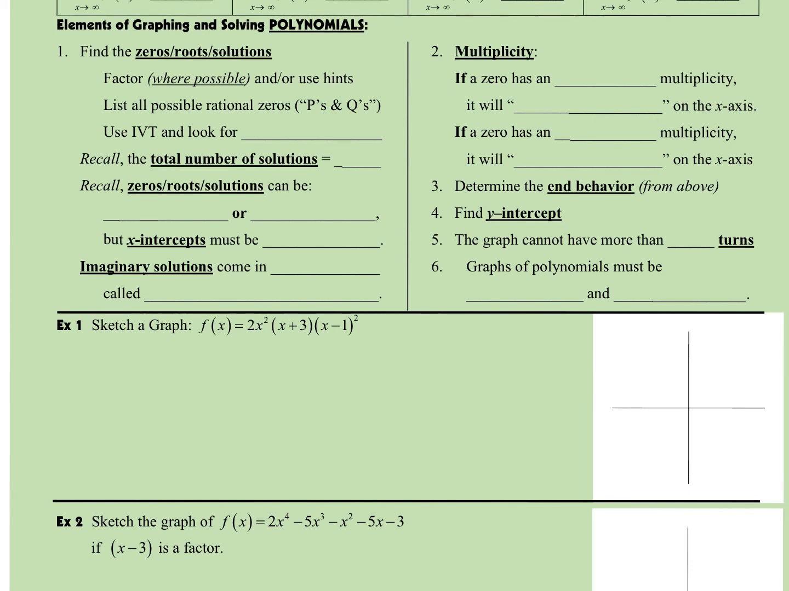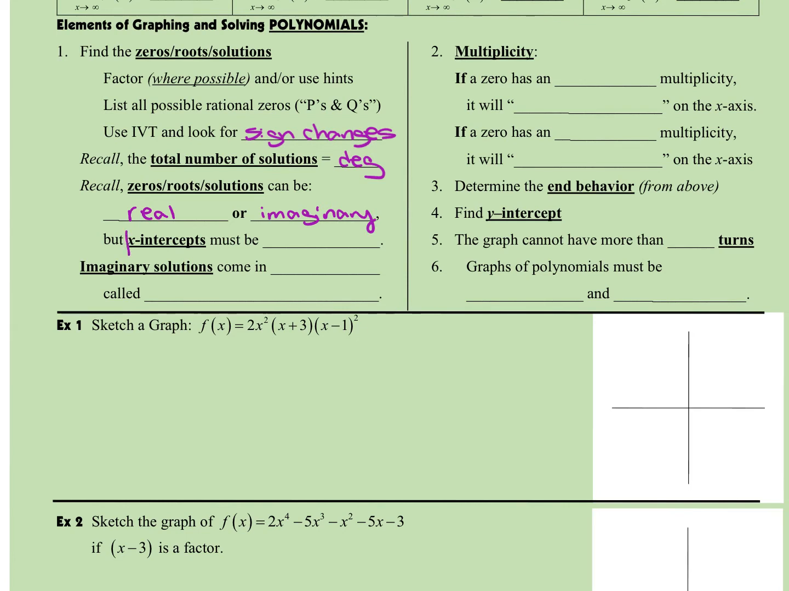I'm just going to give you the spoiler right now: we're going to look for sign changes. But don't worry about this piece right now, because it's for a lesson later down the road. We're just trying to get a good summary. Remember that the total number of solutions for the polynomial should always equal the degree of the polynomial. Zeros, roots, and solutions can be both real numbers or imaginary numbers.